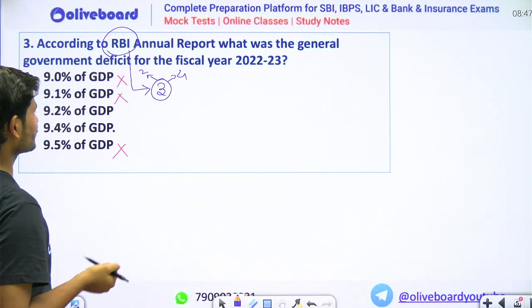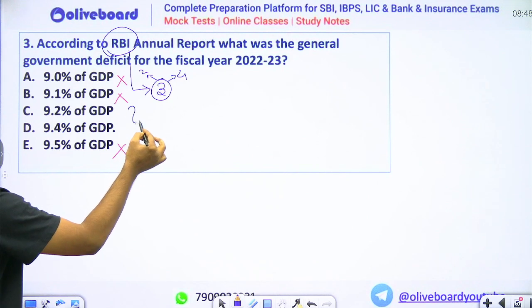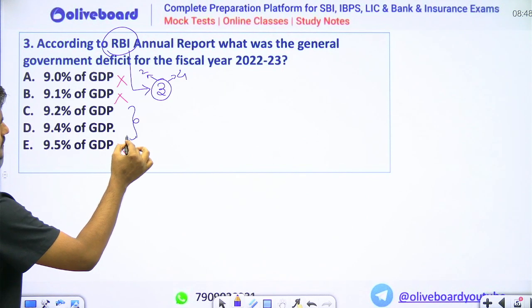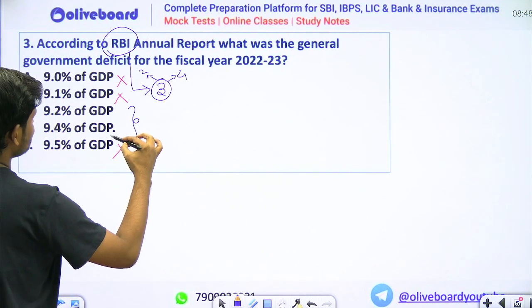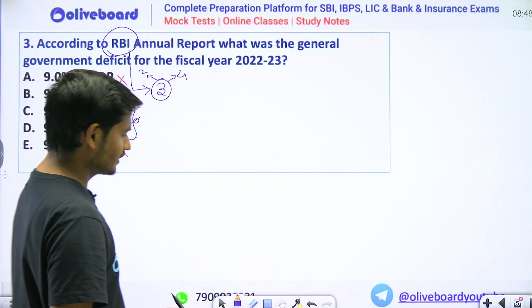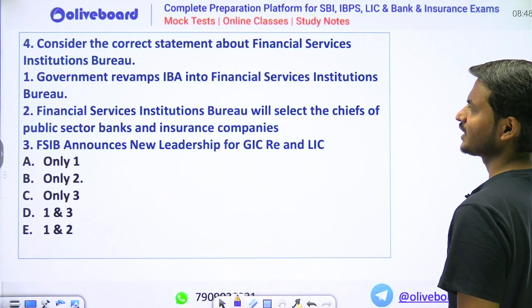So suppose that you don't know the answer. Now we are left with two options, that is C and D. Now it is totally upon your knowledge and your recalling skills that you might recall that yes, the option is 9.4. The correct option is 9.4 in this case. Okay. Now let's move forward.